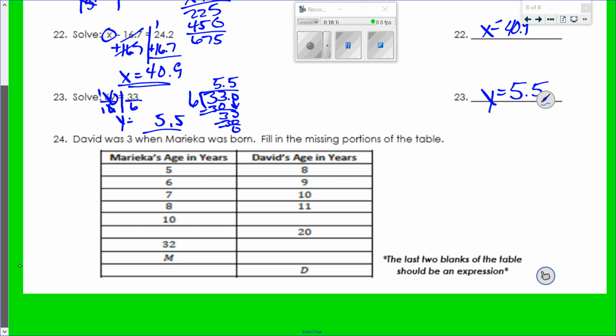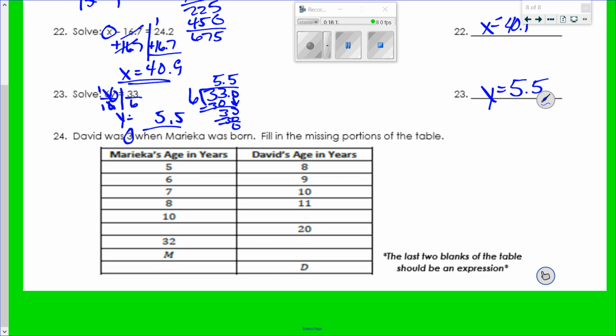Okay, our last part is the chart. David was 3 when Marika was born. Fill in the missing portions of the table. So we've just got a couple blanks. 10, so I'm going to David's age. He's 3 years older, so he would be 13. When David's 20, she's going to be 17. When she's 32, he'll be 35.